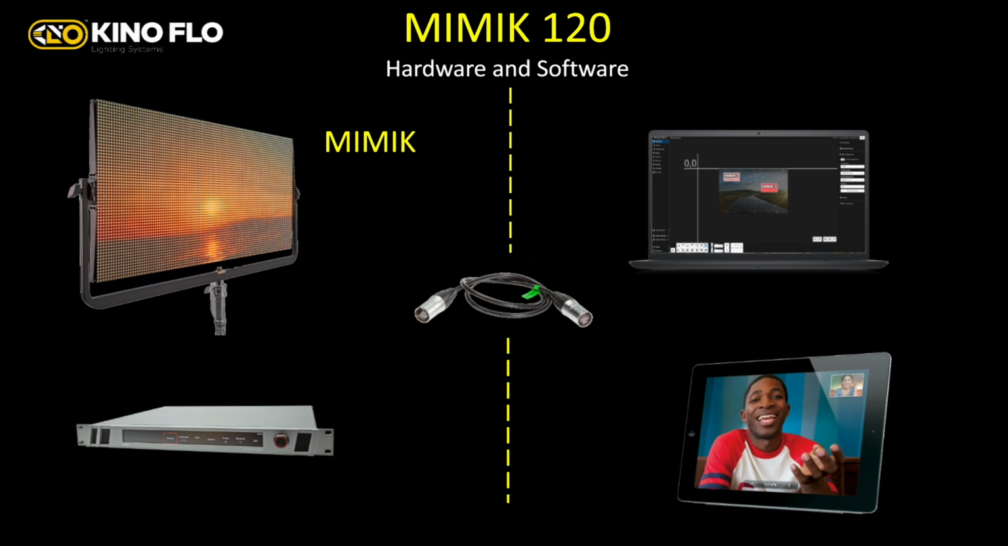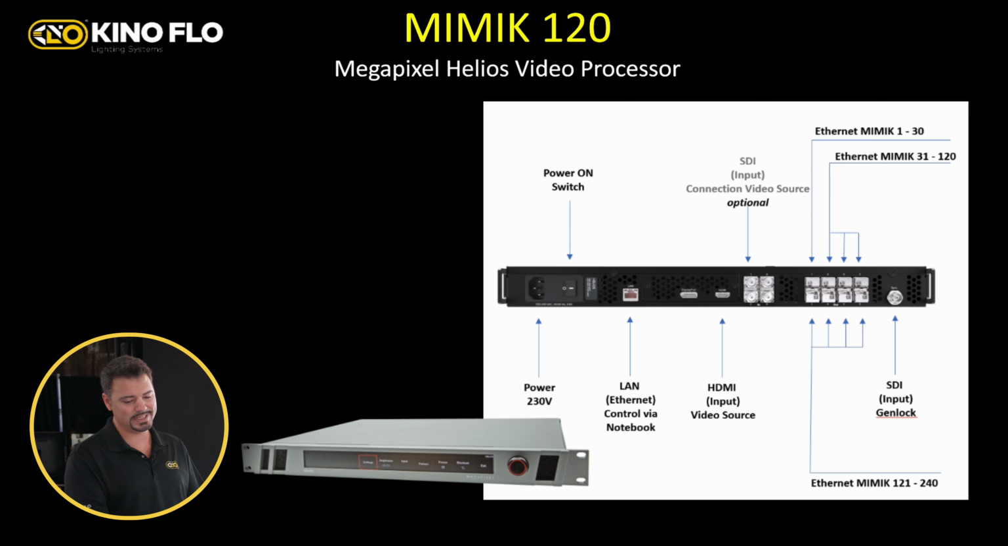So that's the Mimic section, and now let's have a look at the video processor. This slide here is really just to demystify this box. In the end, what you have here is a power switch, an Ethernet connection where we will plug in our notebook in a second, then HDMI in for the video signal, and optionally also 4 SDI ports. To the right, you have 8 Ethernet outlets. Each of these outlets can operate up to 30 Mimics. So in total, one of these video processors can operate up to 240 units.